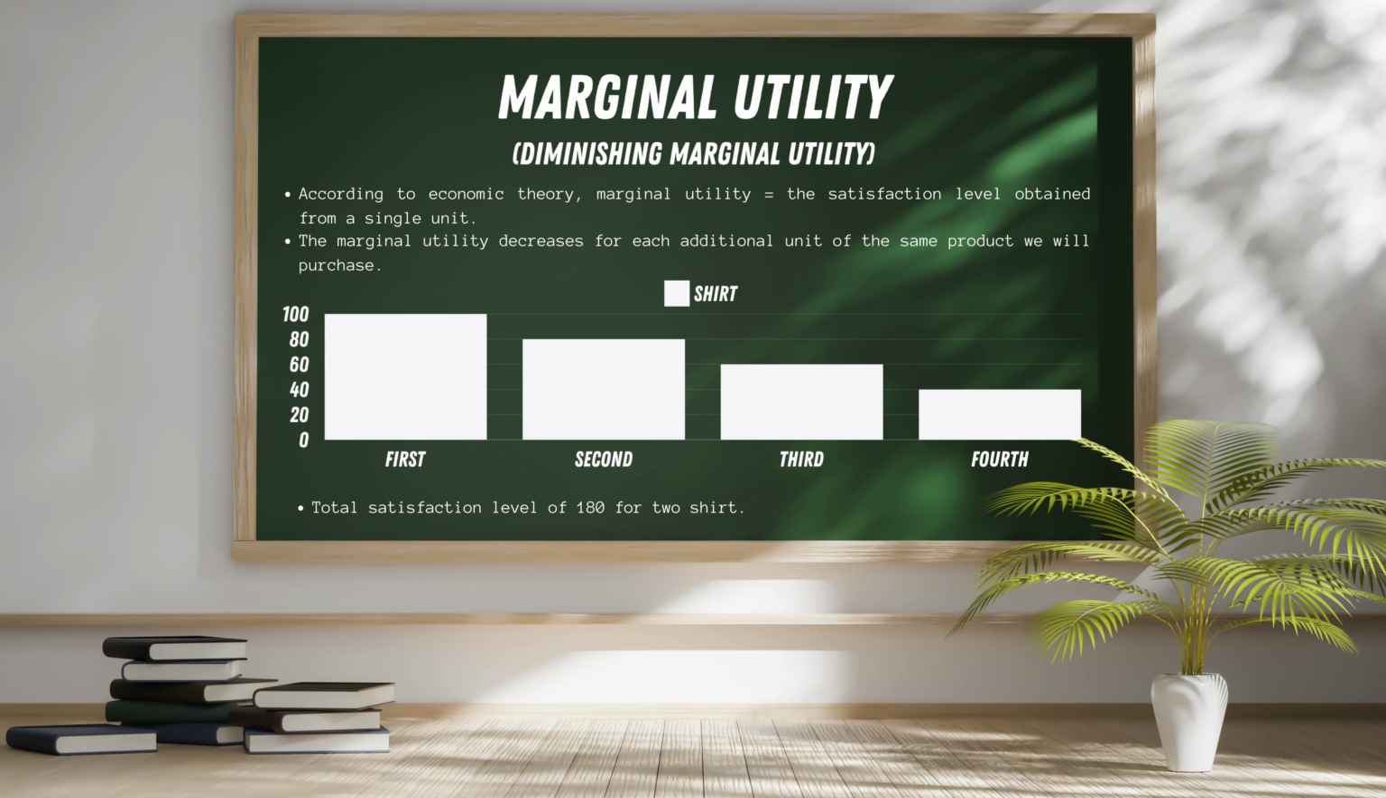For example, let's say you achieve a satisfaction level of 100 when you buy a shirt, so your marginal utility is 100. According to this theory, when you buy an extra shirt, the satisfaction you get decreases to 80, so the marginal utility of the second shirt is 80. By buying two shirts, you would reach a total satisfaction level of 180. Let's illustrate this with a table.